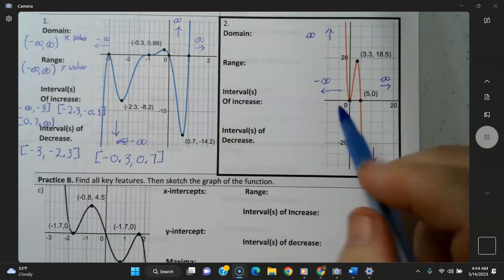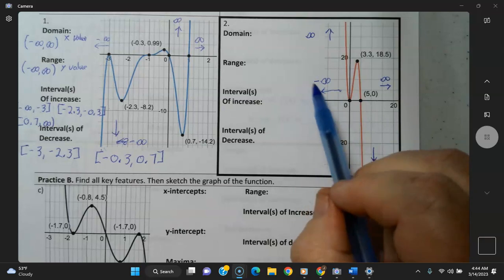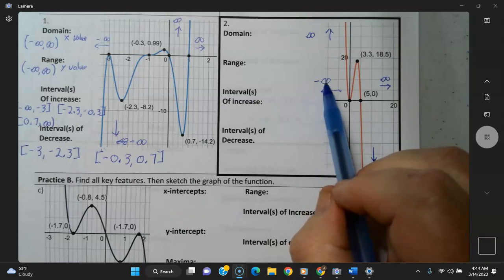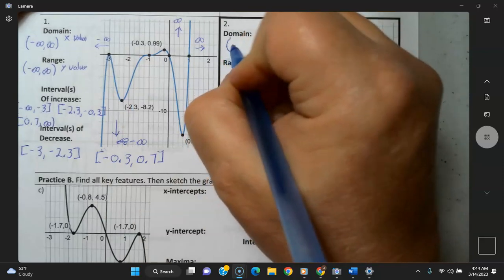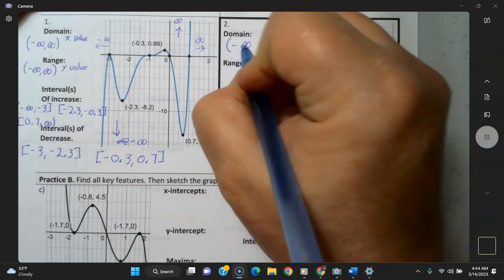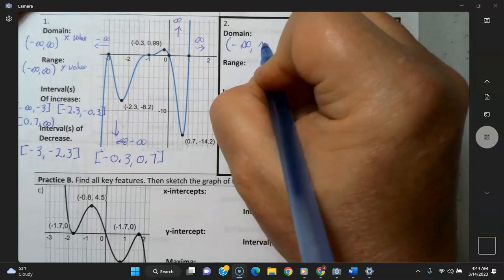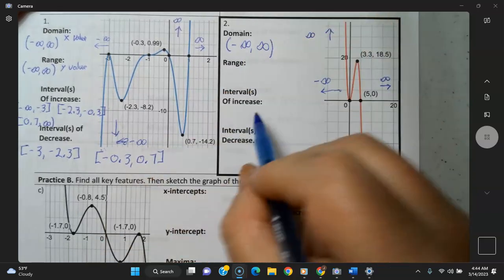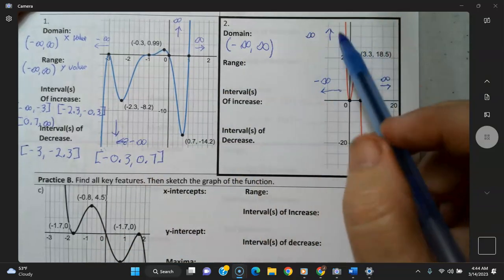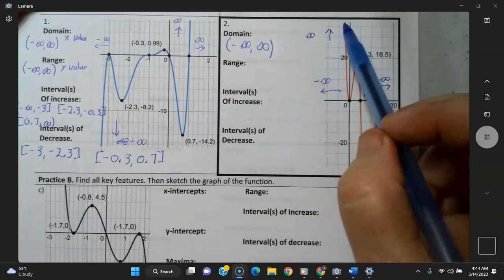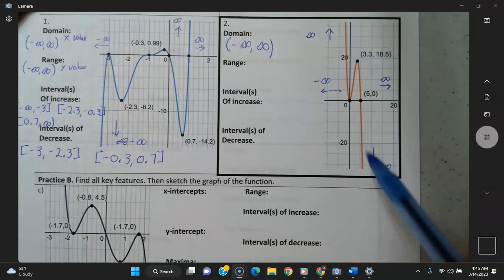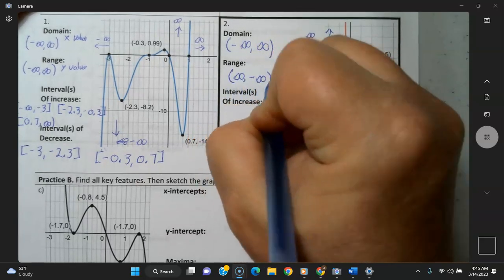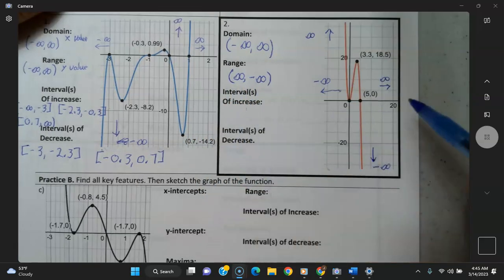Okay, now you always read this from left to right. So from left to right, like you read a book, it's -infinity to +infinity is the domain. And then the range, now you're going from left to right. So the range starts at +infinity, and as you go from left to right, it goes down to -infinity. Okay, intervals of increase. There's only one.